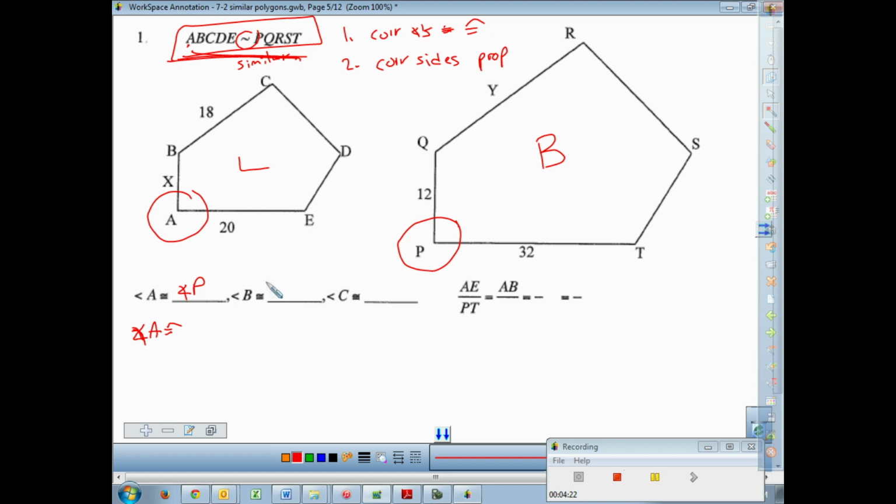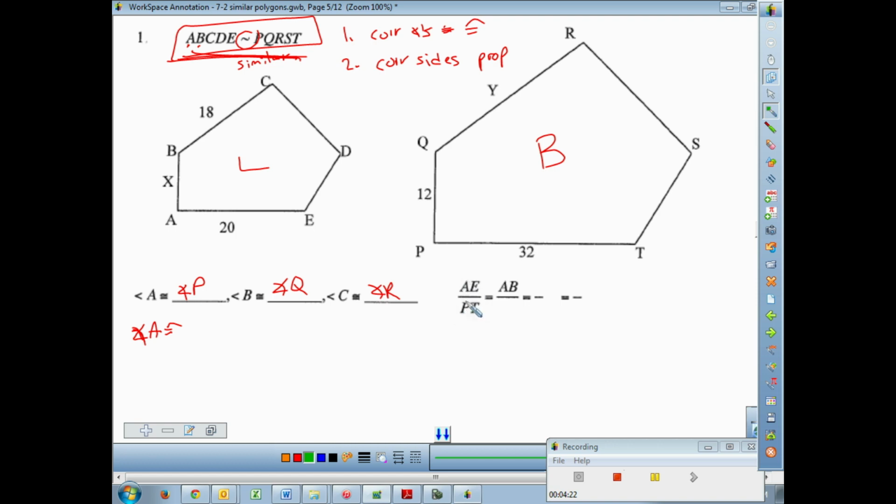Sound all right? What is angle B congruent to? Angle Q. And you fill out what angle C is congruent to. What's angle C congruent to? Angle R. With me on that? Make sure you put the cool angle symbol.